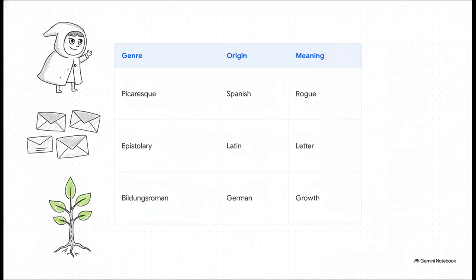Next is the epistolary novel, where the whole story unfolds through letters or diary entries. This stems from the Latin word epistola, literally meaning letter. And finally, the Bildungsroman. This is basically a fictional biography focused on a character's growth from childhood into adulthood. And fittingly enough, it comes from the German word for growth.